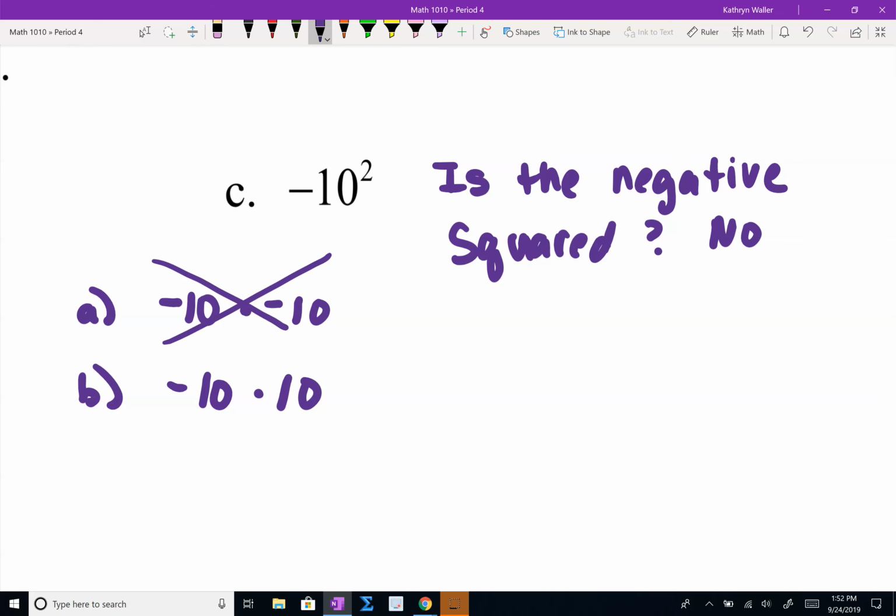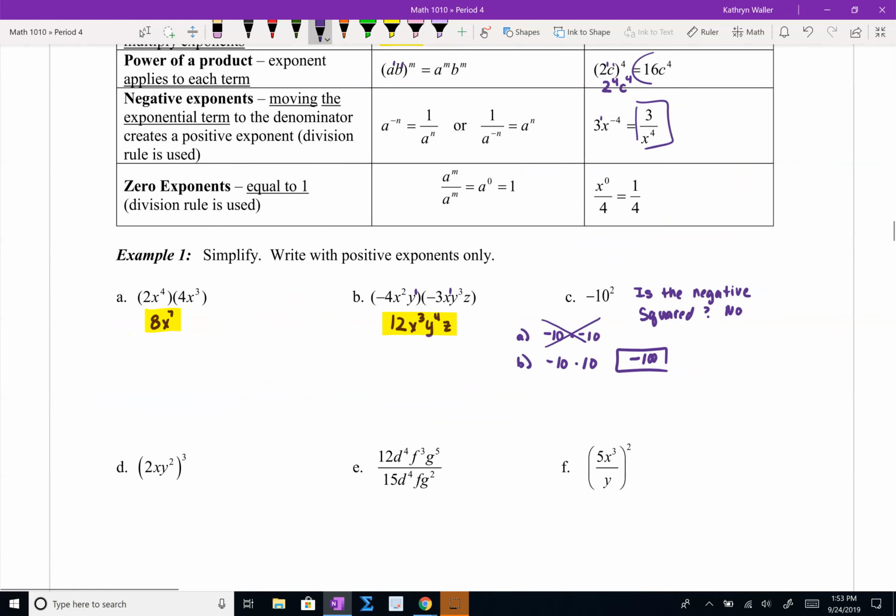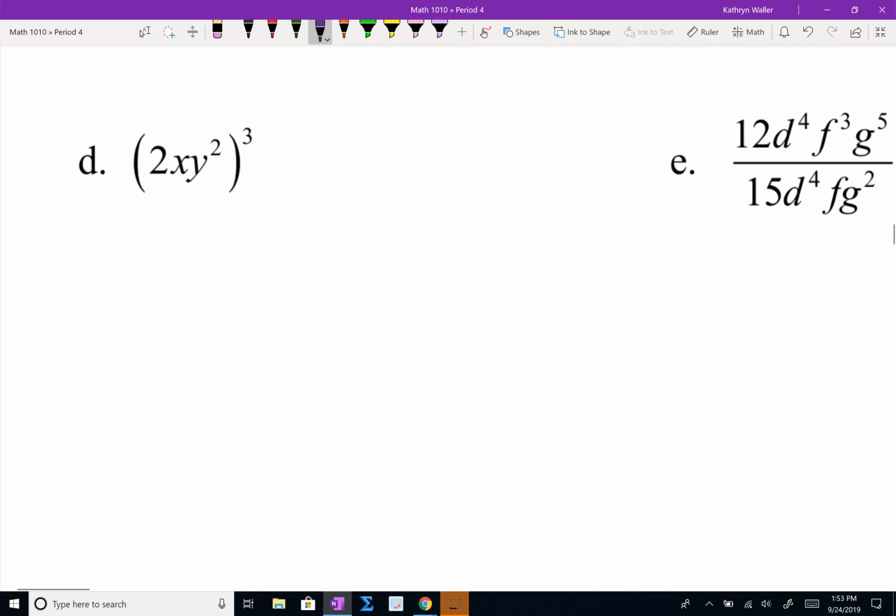So when you go through your notes for the next quiz, then it's all done. So the answer is you have one negative, so my sign will be a negative, and 10 times 10 is 100, and that's my answer. Okay?